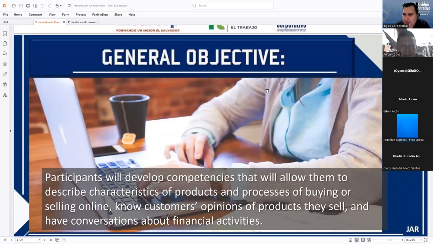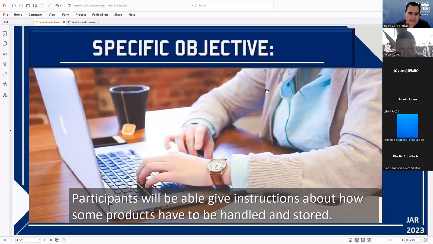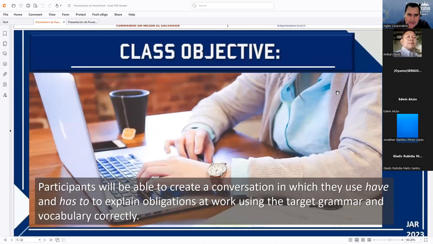This is the general objective. This is the specific objective. Participants will be able to give instructions about how some products have to be handled and stored. And this is the class objective. Participants will be able to create a conversation in which they use have or has to explain obligations at work using the target grammar and vocabulary correctly.